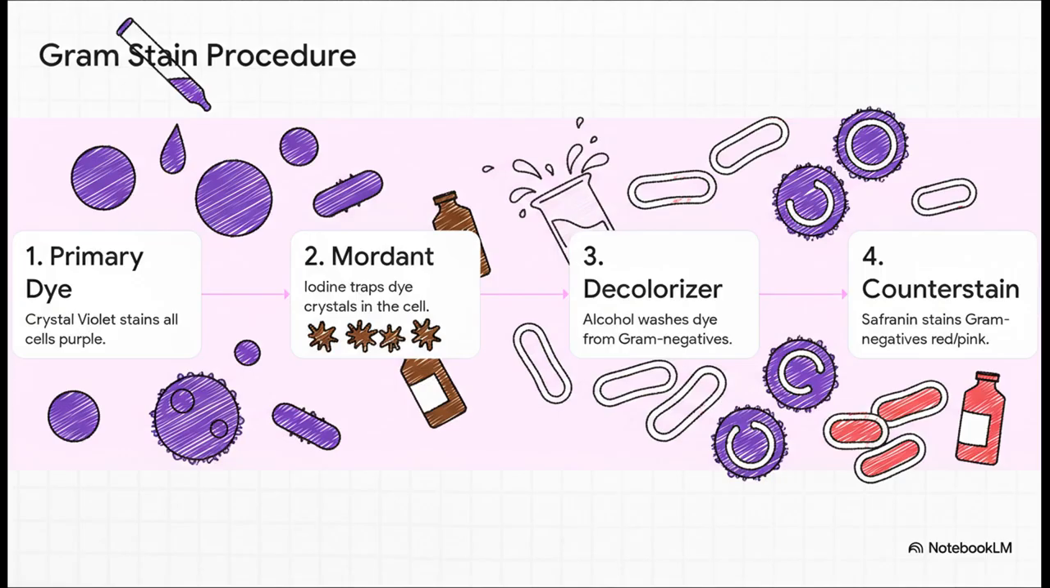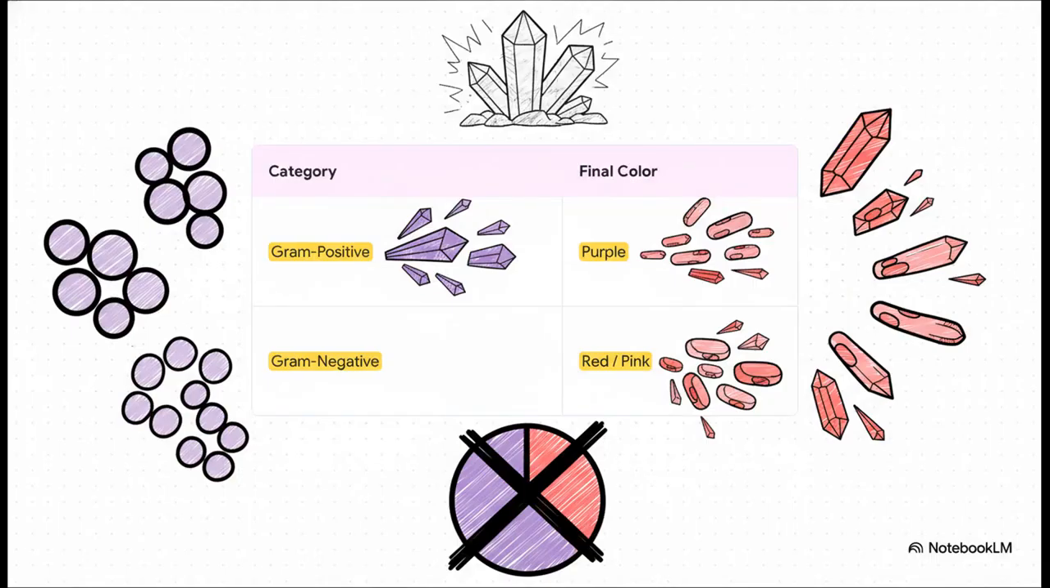In gram-positive cells, the alcohol dehydrates their thick wall, trapping that purple dye inside. But in gram-negative cells, the alcohol dissolves their outer membrane, and that thin wall just can't hold on to the dye, so it washes right out. Finally, we add a red counterstain called safranin, which colors the now clear gram-negative cells. And just like that, the results are crystal clear.